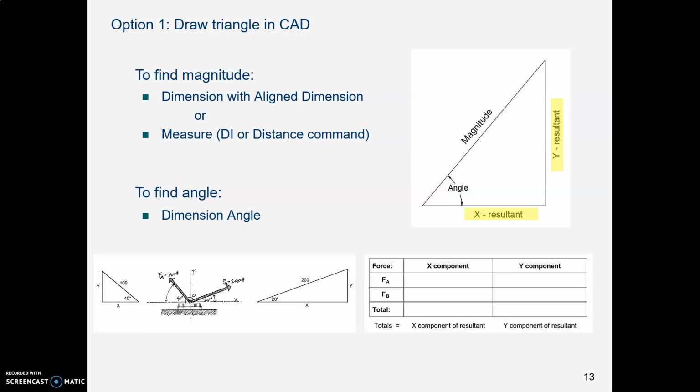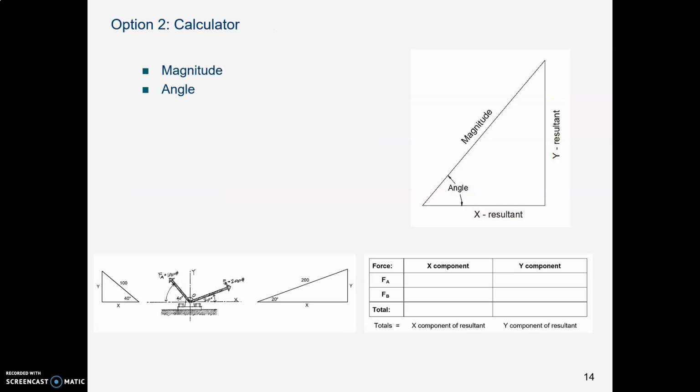So one option would be to draw the triangle in CAD, which would be interesting because you've already done some stuff in CAD with this one. And then you could measure the length of this hypotenuse, either dimension it or use the distance command. And then you could dimension that angle, and that would tell you what the resultant was. But what we're doing here is option 2. We're going to use the calculator to figure out the magnitude and the angle.